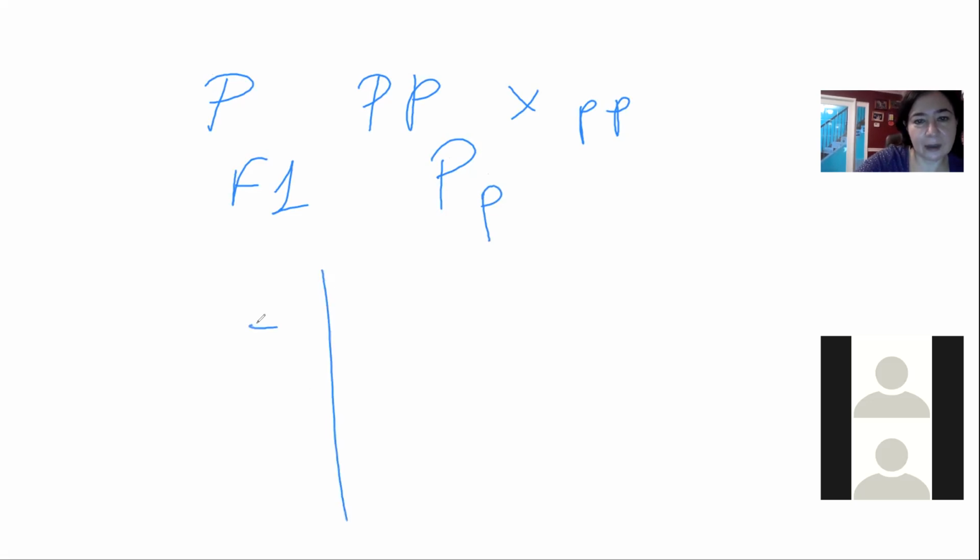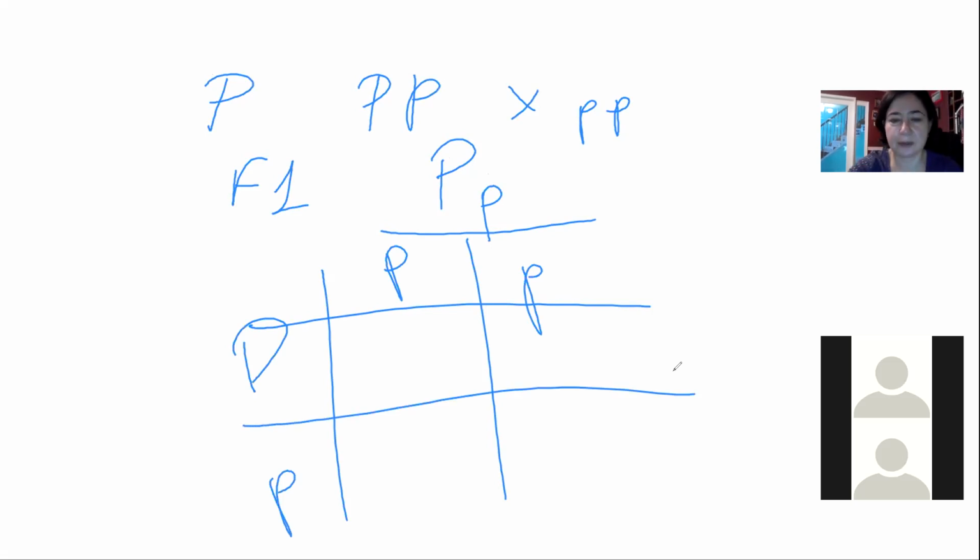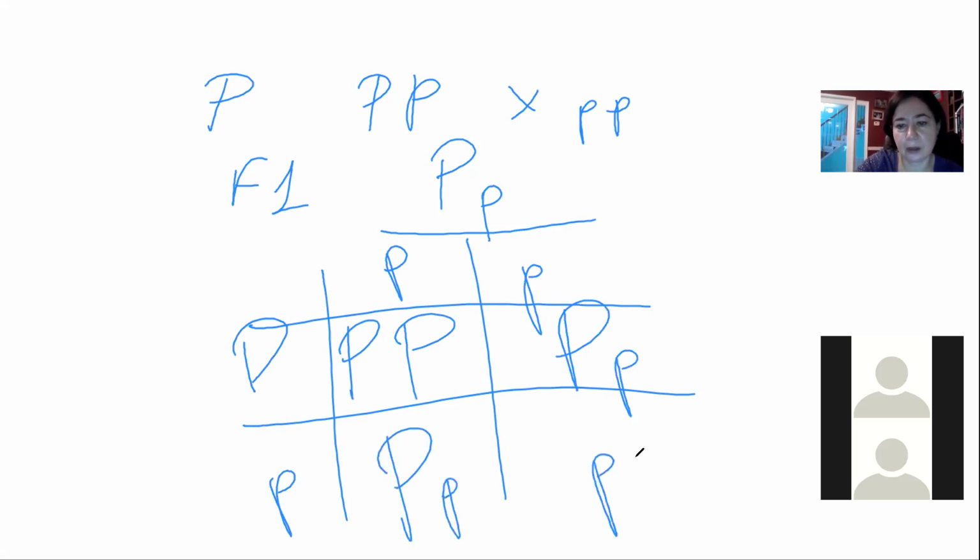And F1, let's say this is one parent, right? So one parent can give one of the alleles. Another parent can give one of the alleles. So you get purple, you get purple, you get purple, and you get white. So you can see it's perfectly 3-1 in this Punnett square. So the law of segregation means each parent can give one of the alleles.